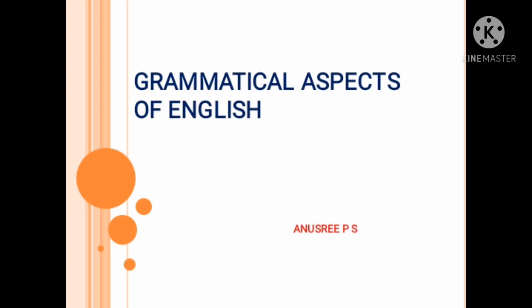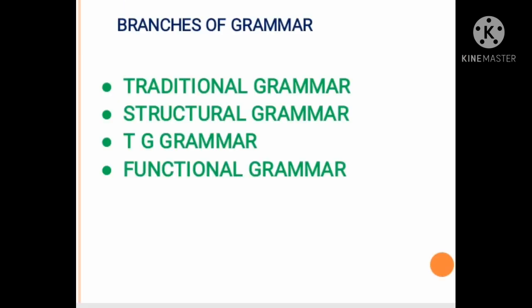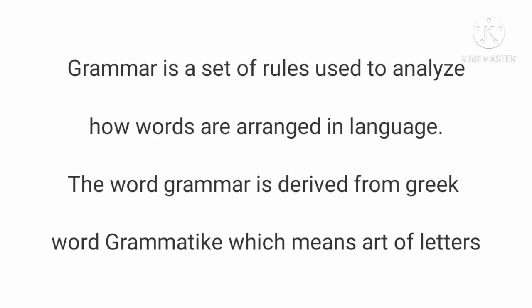Today we are going to discuss the four branches of grammar, that is traditional grammar, structural grammar, TG grammar and functional grammar. Before entering into the content, we should know what grammar is. Grammar is a set of rules which shows how words are arranged in a language. The word grammar is derived from the Greek word grammatike, which means art of letters. Let us begin our content.